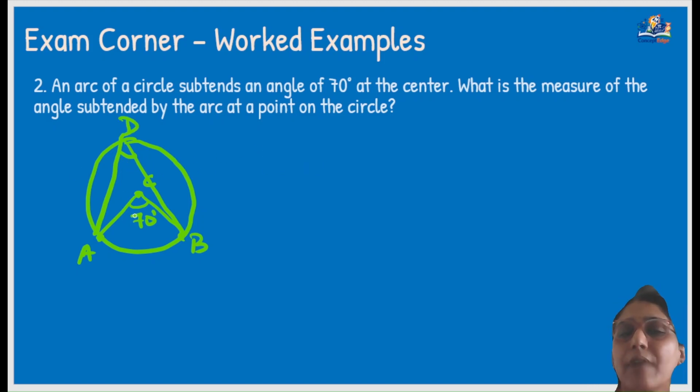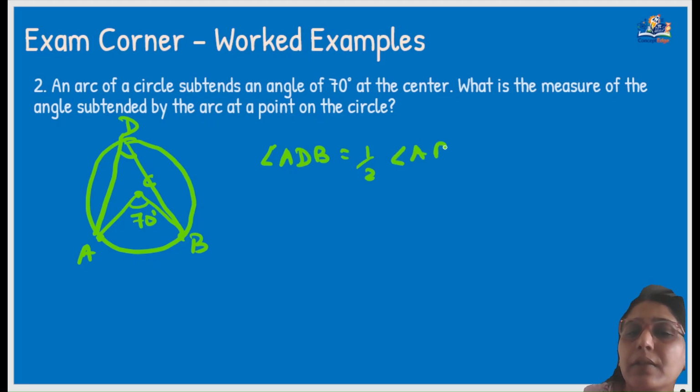So I know that this is half of this, correct? So angle ADB is half of angle ACB. This is a theorem which we learned, and this is what? 35 degrees. All right.